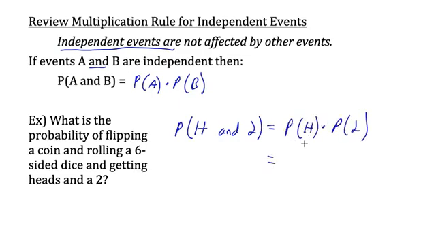The probability of flipping a coin and getting heads is 1/2, or 1 out of 2. The probability of getting a 2 on a 6-sided dice is 1 out of 6 because there's only one 2 on that 6-sided dice. Multiplying across the top and bottom, we get 1/12. This is a perfectly good answer. If you'd like to change it to a decimal by dividing 1 divided by 12, we get 0.083.